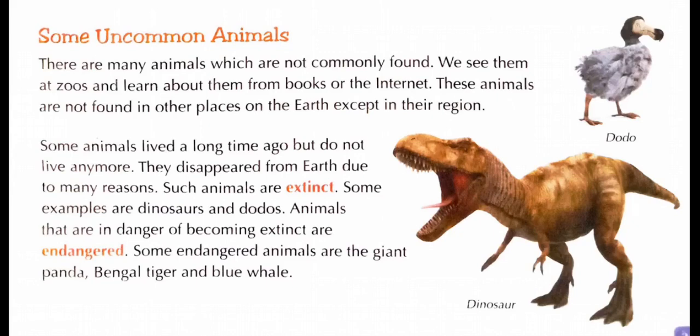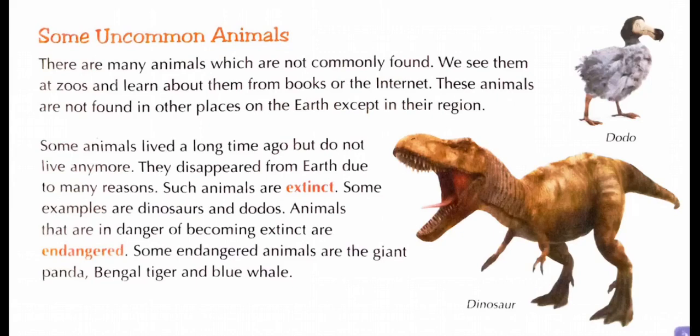Animals that are in danger of becoming extinct are endangered. Some endangered animals are the giant panda, Bengal tiger and blue whale. So students, according to the paragraph, there are many animals which are not commonly found on the earth, but what happens, we see them at zoos or magazines, or we learn about them from books or the internet.